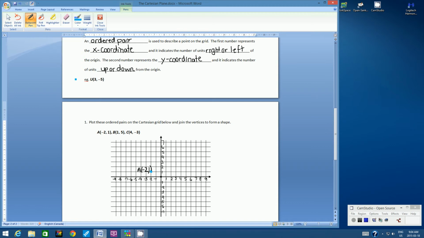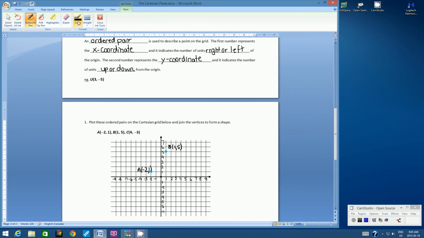I'm going to switch colors again. Let's go to the second point, B, (1, 5). So because 1 is positive, that means we move to the right on the x-axis. And because 5 is positive, we move up 5 on the y-axis. So that would mean a point right there. So draw a pretty large dot. And then like we did with the first point, could you label it and write the ordered pair? So it is point B, and the ordered pair is (1, 5).